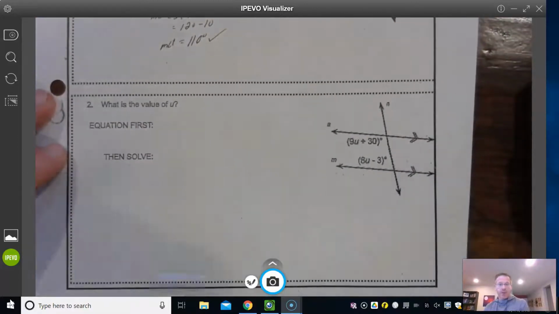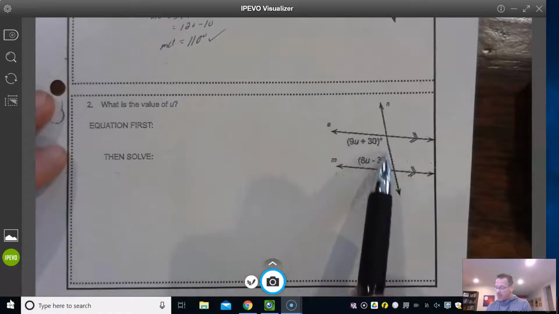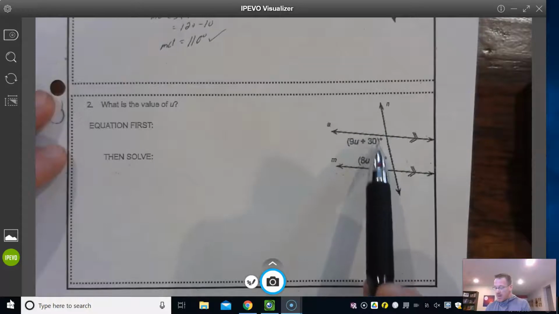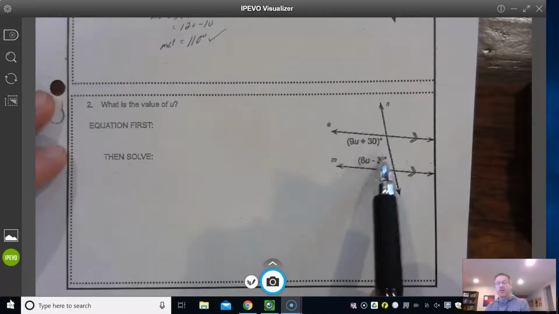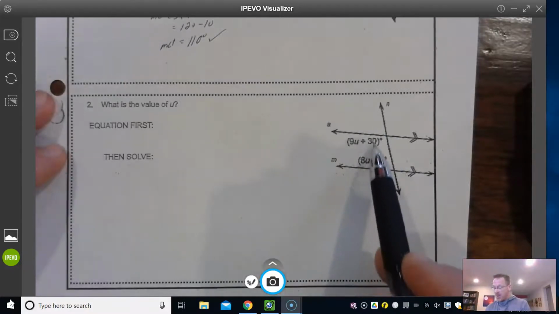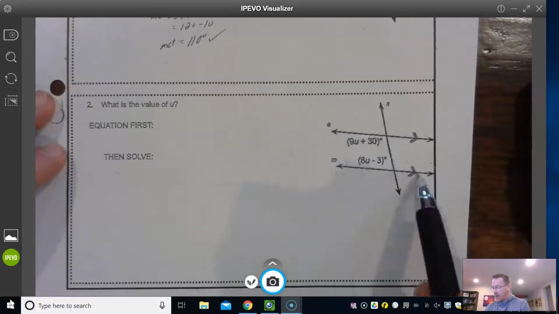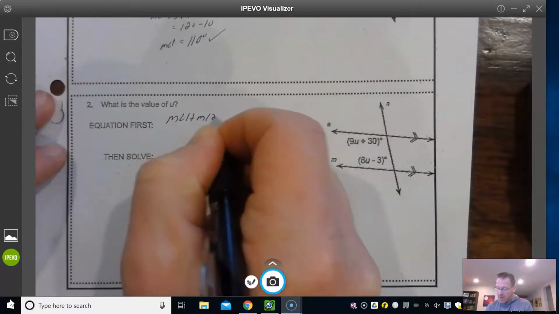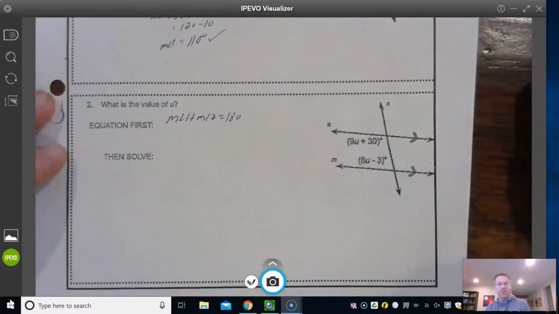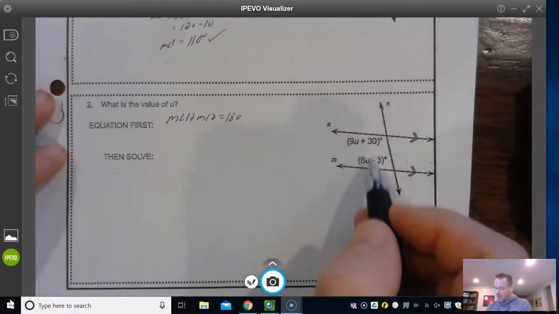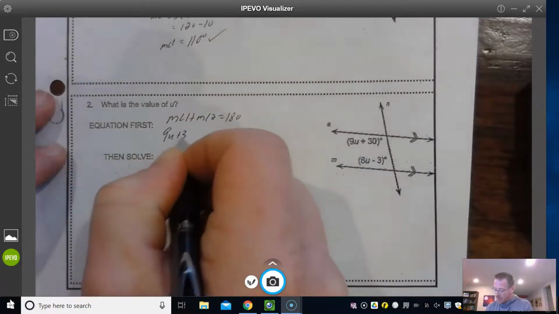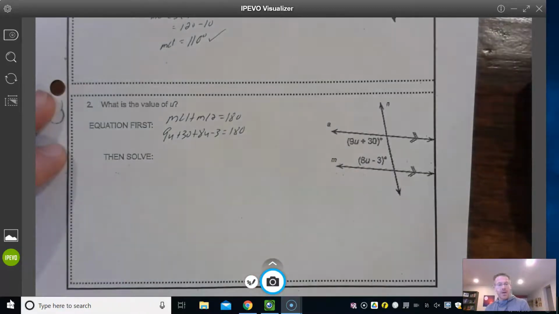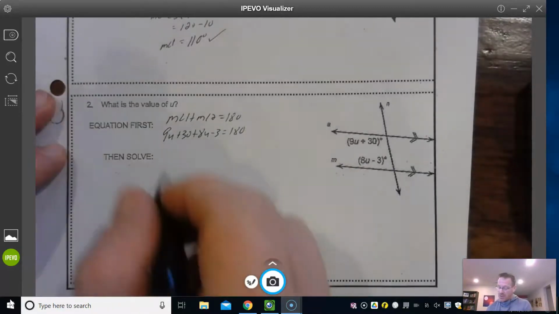When we look at problem 2, we have these two angles here on transversal N, and they are same side interior angles. What's the relationship? They're same side interior angles on parallel lines, which tells me that they are supplementary. Now I can put those expressions into that relationship, and you can see that we get a linear equation. So we can combine like terms here.